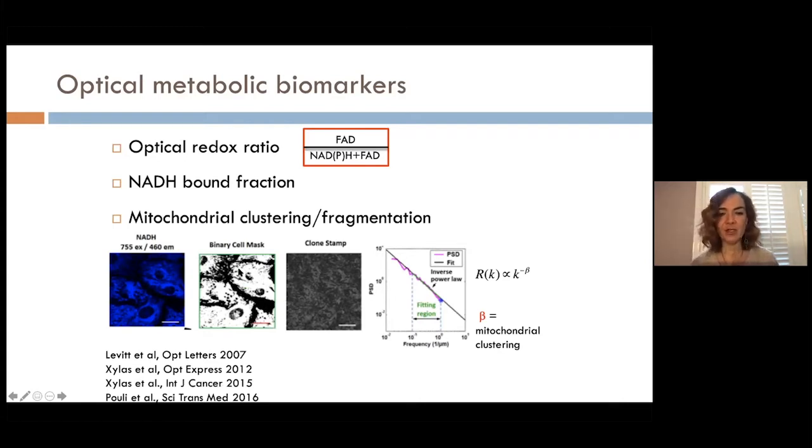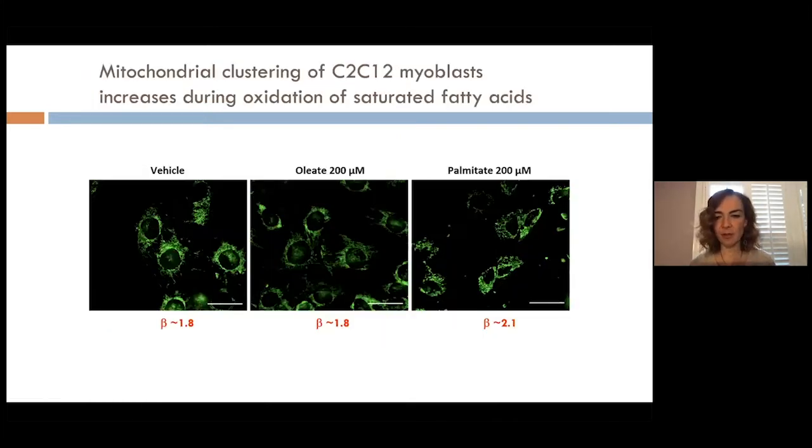the NADH fluctuations in the cytoplasm, clone stamp them on square images, and then use a Fourier transform approach to get the power spectral density, or the squared amplitude of the Fourier transform, and then fit that to a very simple inverse power law expression, and use the exponent of that fit to give us a metric of mitochondrial organization.